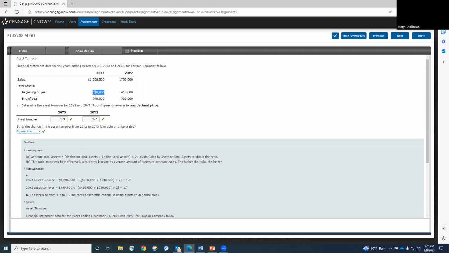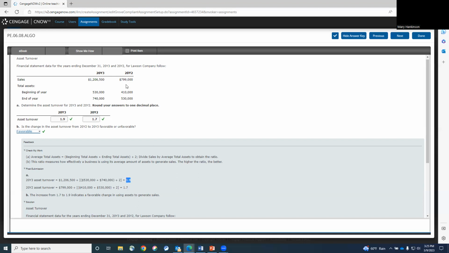So again, you take this amount, add it to this amount, and then divide the sum by 2. That sum is then divided into your total sales. All right, so once you divide that into your total sales, you should get your asset turnover ratio, and we see a ratio of 1.9.